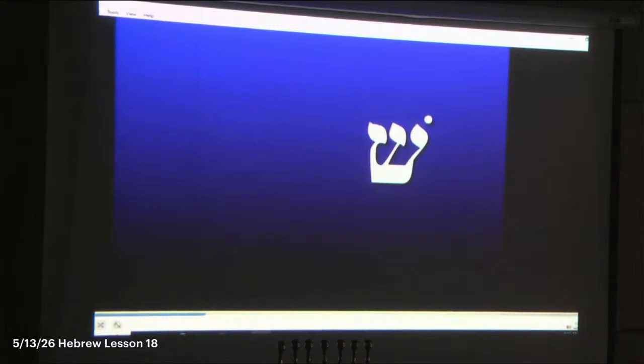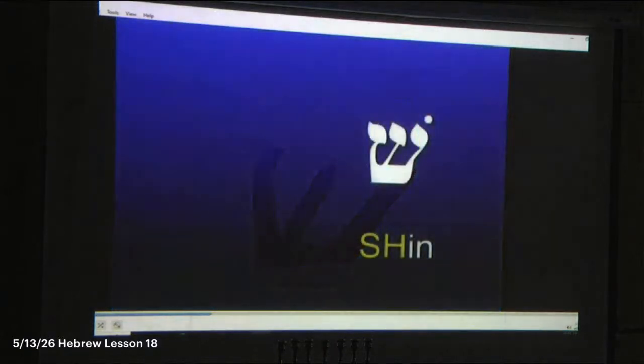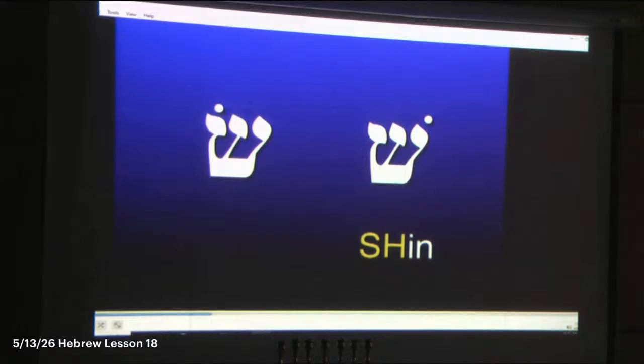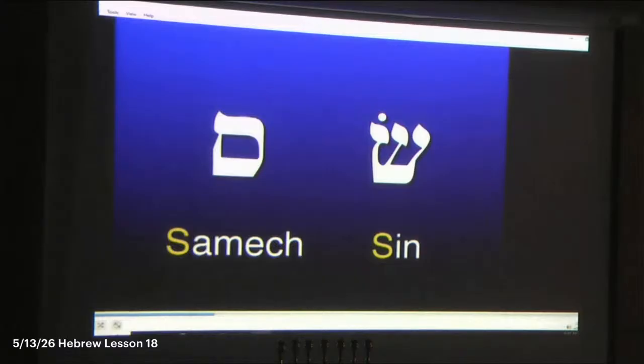How about this letter, which changes depending on where you put the dot? If you put the dot on the right-hand side, or the right-hand sail, you get the letter shin, making the SH sound in English, like a ship, as you see in this little animation. But if you take the dot and put it on the left side, or the left sail, it becomes the sin and makes an S sound, just like the letter samech. The sin and the samech make the exact same sound.